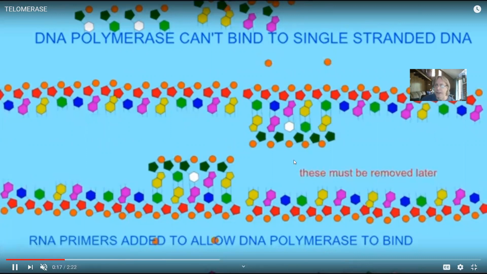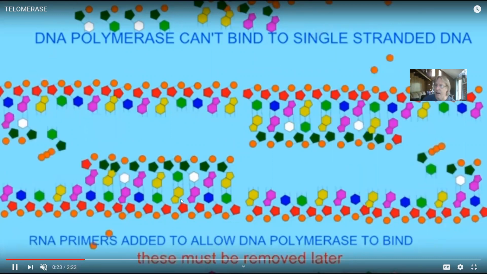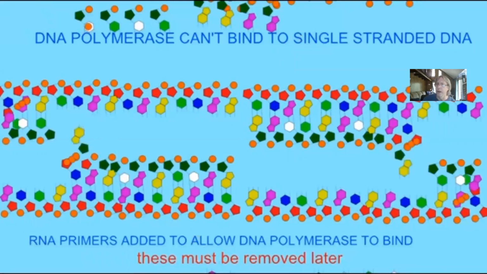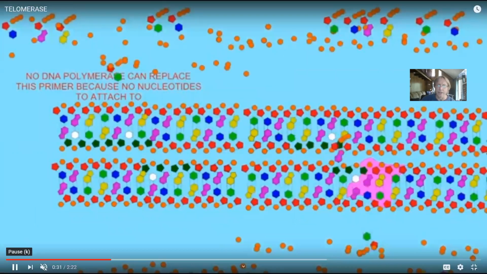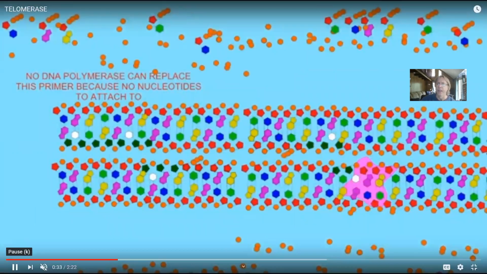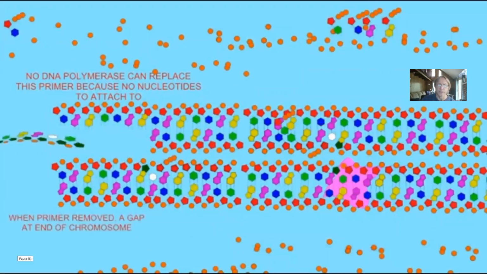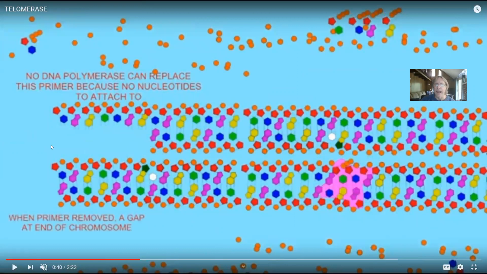So as I had mentioned, these RNA primers are there so that DNA polymerase has something to stick its new nucleotides to, and we don't worry because we can remove the primers later and then add new DNA nucleotides. And that works, except at the end of a chromosome, right? So here we are at the end of the chromosome. If we remove the primer, and we say, oh, we'd like to now add new DNA nucleotides.